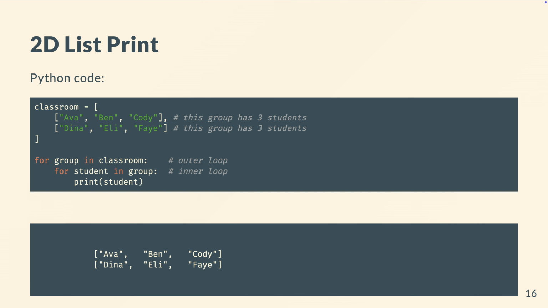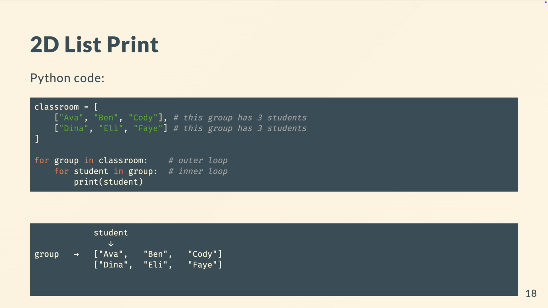Let's trace the variables. We show the 2 groups like 2 rows. Row 1: Ava, Ben, Cody. Row 2: Dina, Eli, Faye. Outer loop chooses a row. Inner loop walks across the row. In the beginning, group points to the first row: Ava, Ben, Cody. The inner loop will visit each student in this row.